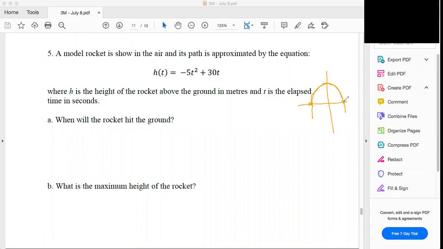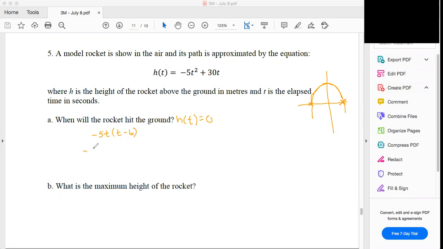So those are 2 zeros. That's where these 2 points are. So we're going to put h as 0. Okay, so you need to factor out the common factor for this guy, and you find your zeros. Okay, so if we factor out a common factor of -5t, we are left with this.